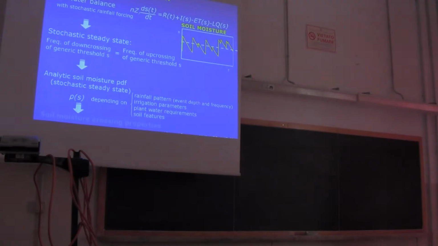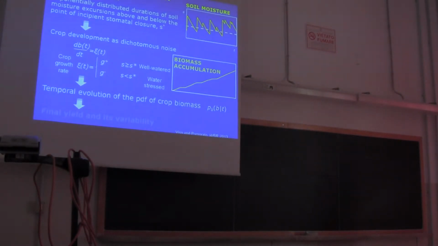All the key ingredients of our system are embedded in this probability density function: rainfall patterns, average frequency of events and average depth, irrigation parameters, when you irrigate and how much water you provide, crop features, soil features. This allows us to determine how often the soil moisture will be below the threshold for reduction in biomass growth. With this, we can also describe what happens to the accumulation of plant biomass and hence the final yield.